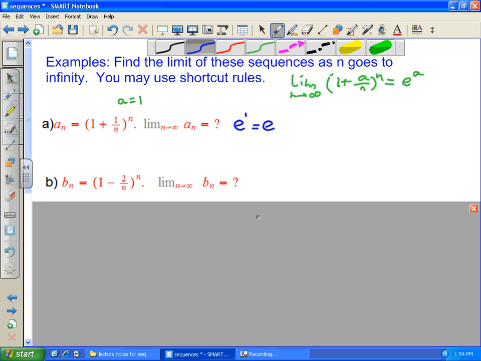How about this one? 1 minus 2 over n to the n. What is this limit? Let me give you a minute to think about it.